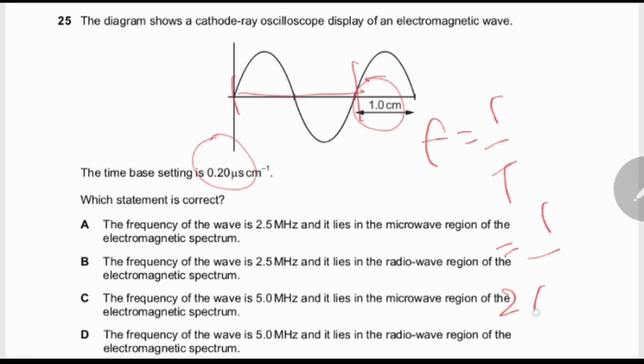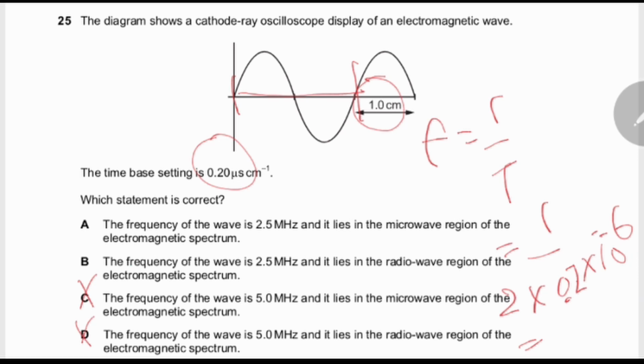So 2 centimeters times 0.2 microseconds, so that's 10 to the power of negative 6. Let me just write it nicely first. 0.2 times 10 to the power of negative 6. And you will be able to get 2.5 times 10 to the power of 6 Hertz, which is 2.5 megahertz. So therefore C and D are definitely wrong.